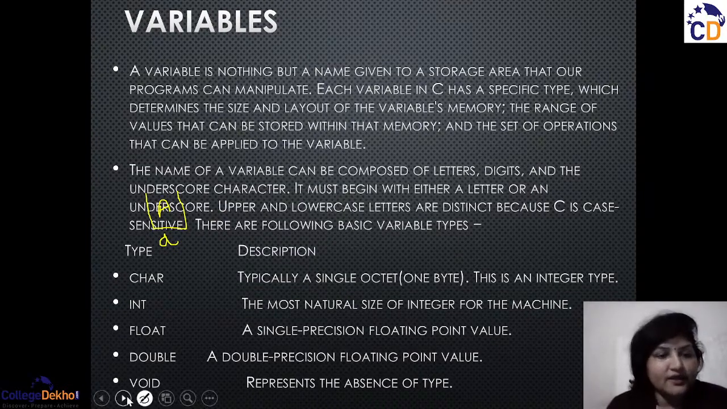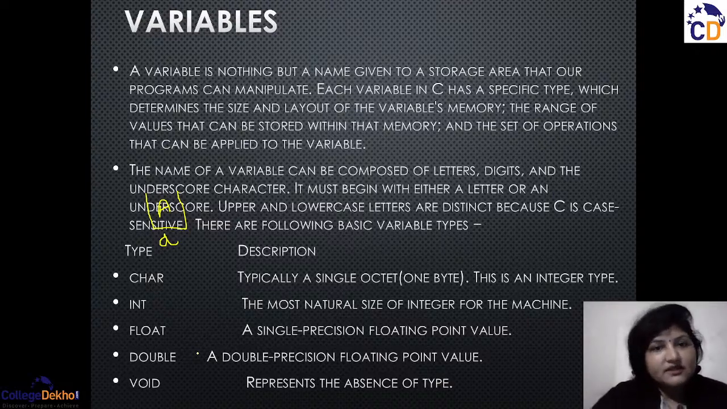Now let us see what are the different advantages of using these variables. Each variable in C has a specific type which determines the size and layout of the variable's memory, the range of values that can be stored within that memory, and the set of operations that can be applied to the variable. I told you in the previous lectures also, when we are defining a variable, suppose I am taking it as a character, I cannot perform an arithmetic operation like a plus 2. Will it make sense?